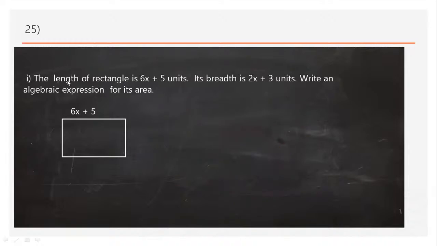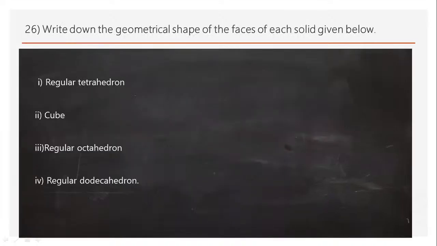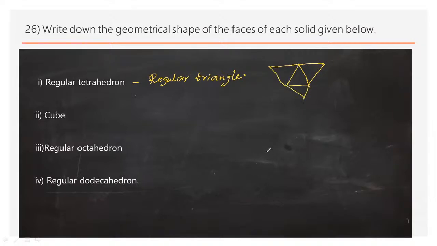Question 26 is related to solids. Write down the geometrical shape of the faces of each solid given below. Regular tetrahedron. What is that? We have done it several times. It has triangular faces, only asking about the faces. It has regular triangular faces. If I draw it roughly, the net is like this. You can make a tetrahedron by using this net.